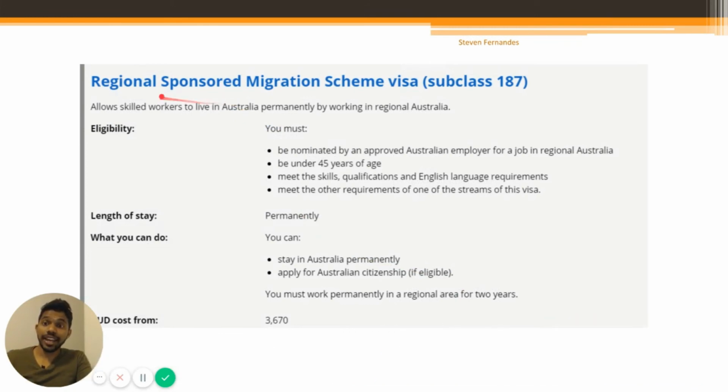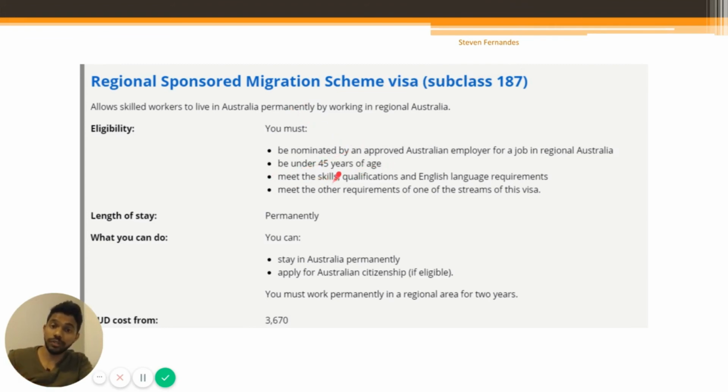All right. The final visa that we have under the permanent visa category is the Regional Sponsored Migration Scheme, also called RSMS, Visa Class 187. This allows skilled workers to live in Australia permanently by working in regional Australia. We went over regional Australia, the certain places outside the main cities that are considered regional. To apply for this visa, you need to be nominated by an approved Australian employer. So there needs to be a company outside of or within regional Australia that's ready to sponsor you a job, or say that they have a job for you.